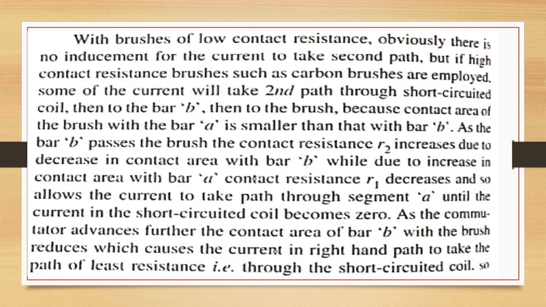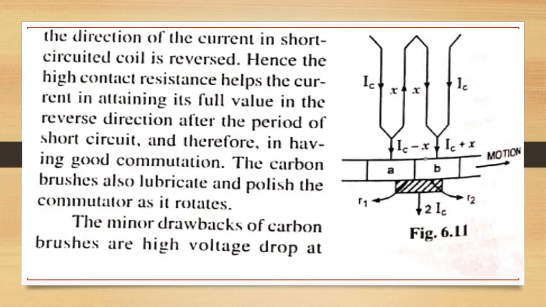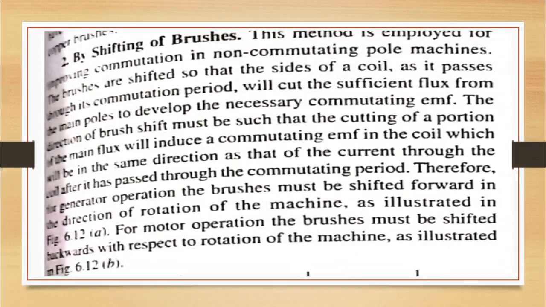As the commutator advances further, the contact area of bar B with the brush reduces, which causes the current in the right hand path to take the path of least resistance, that is through the short circuited coil. The direction of current in the short circuited coil will be reversed. Hence, high contact resistance helps the current in attaining its full value in the reverse direction after the period of short circuit, and therefore we can have a good commutation. Carbon brushes also lubricate and polish the commutator as it rotates. But the drawback is that a high voltage drop will be there.